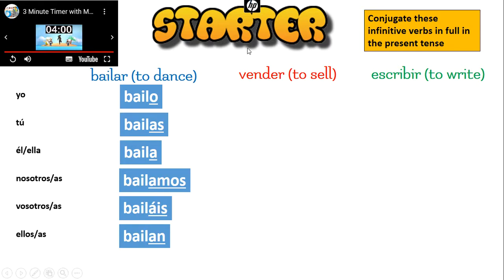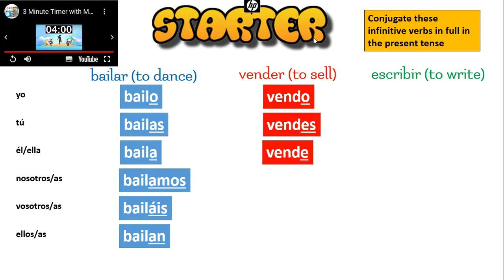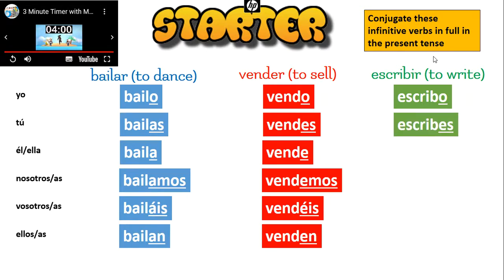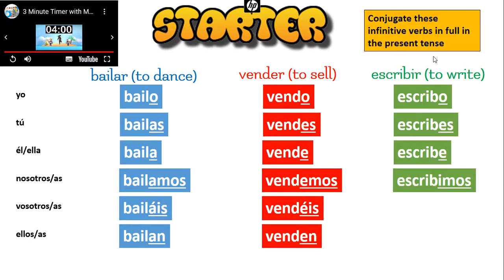And then for vender, you take off your ER and you add your ER endings onto this verb. Vendo, vendes, vende, vendemos, vendéis, venden. And then with your escribir, you take the IR off the end and you add your IR endings. Escribo, escribes, escribe, escribimos, escribís, escriben.